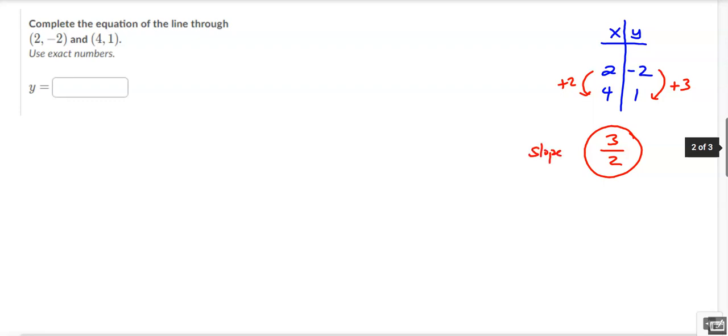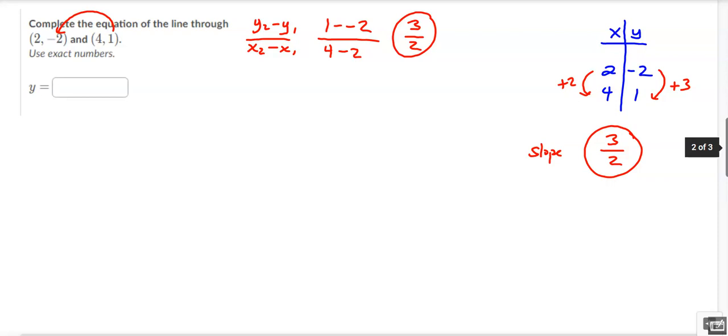Now, some people like to do the y2 minus y1. They're a little more old school. x2 minus x1. If you're a formula lover, which I am sometimes, I'm just going to subtract, and I get y minus y, so 1 minus a -2. And then 4 minus 2. You've got to be careful this way that you don't screw up your negatives, but you'll get the same slope. Now, here's where the method changes some.